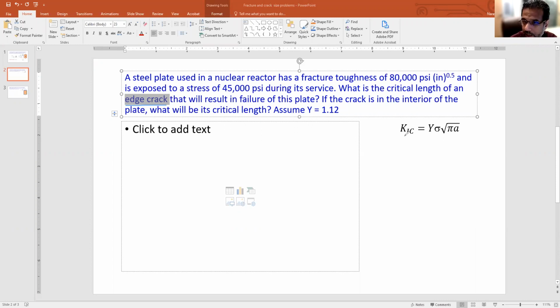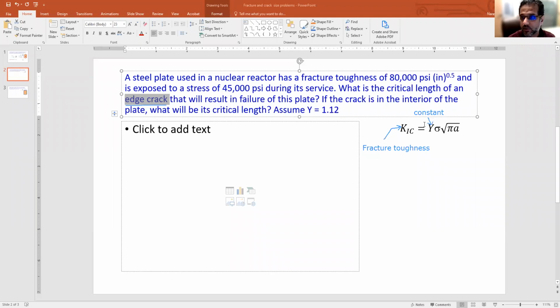So you know this equation, K1C, which is the fracture toughness. So this is K1C, fracture toughness, is given as a function of a constant parameter Y, right? Y is a constant, which is given as 1.12. It's a geometrical constant given as 1.12 for this problem. So that is your Y.